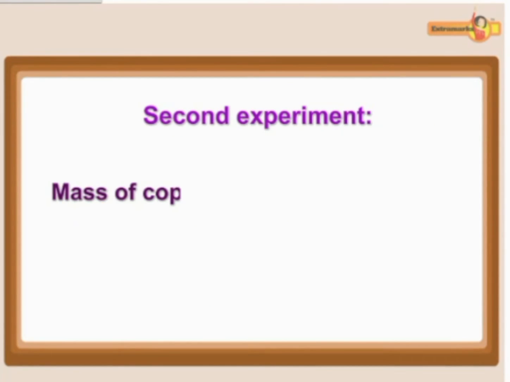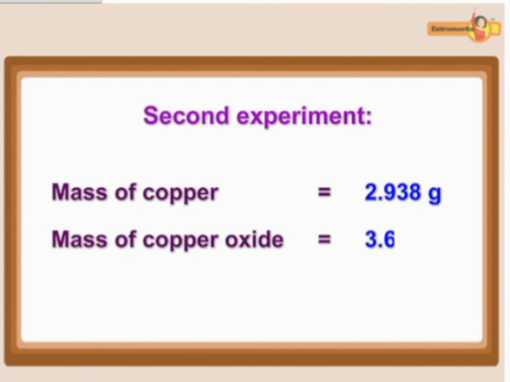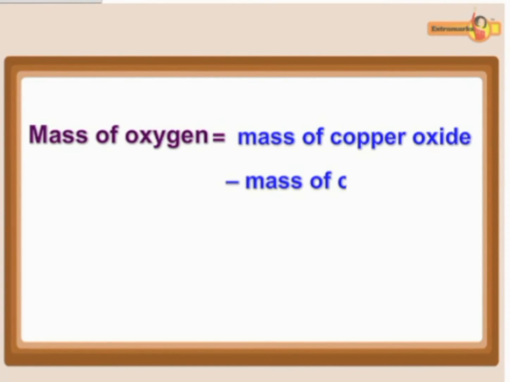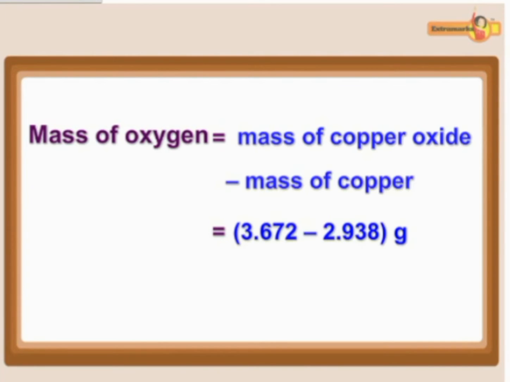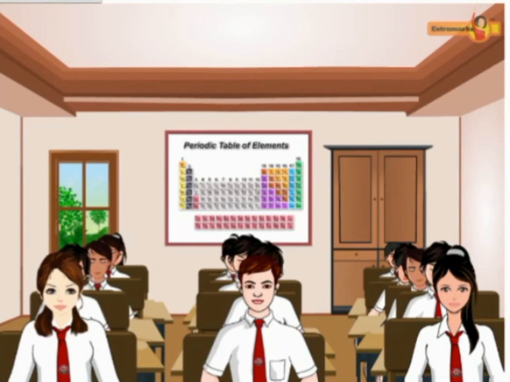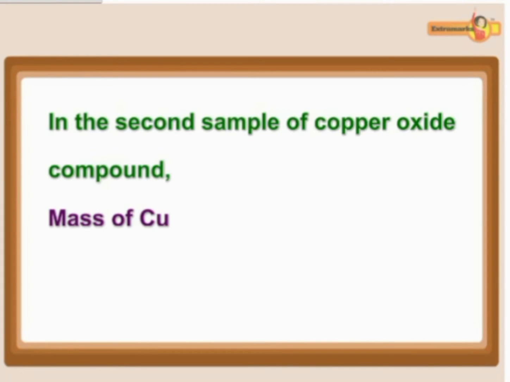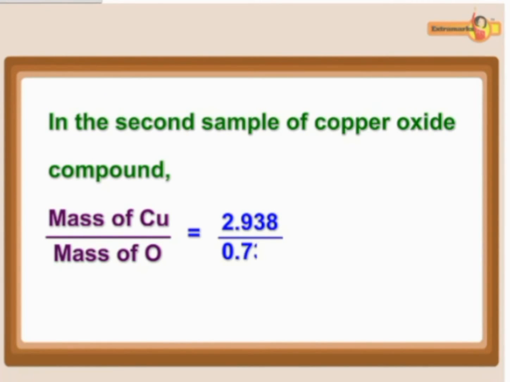In second experiment, mass of copper is 2.938 grams and mass of copper oxide is 3.672 grams. By subtracting mass of copper from mass of copper oxide, mass of oxygen is obtained as 0.734 grams. In the second sample of copper oxide compound, mass of copper upon mass of oxygen is 2.938 grams upon 0.734 grams, which is equal to 4:1.